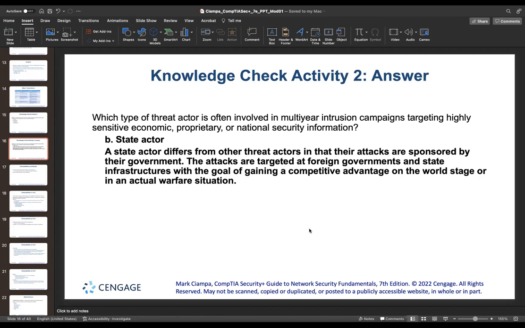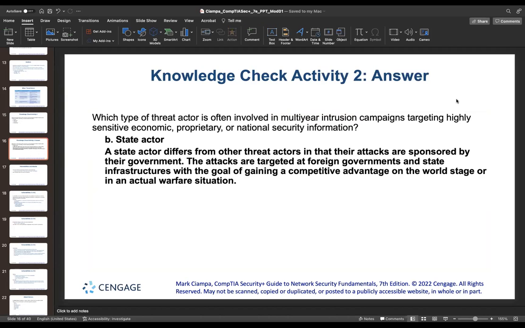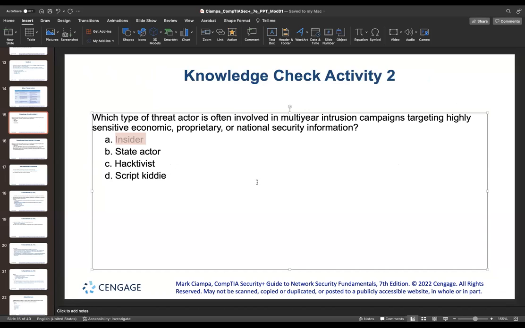So when we talk about multi-year intrusion, that should make you sensitive towards the state actors, right? It's only a state actor who spends that much time to gain a benefit. Remember, none of these things that we say is a stone-engraved answer. Like one of you guys said insider. Question is, can't an insider attacker do this?